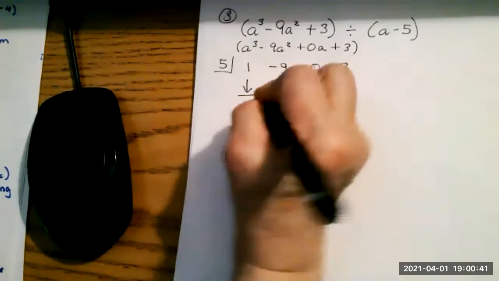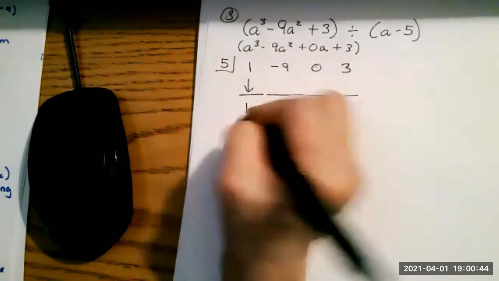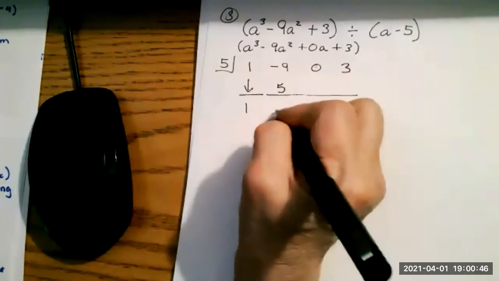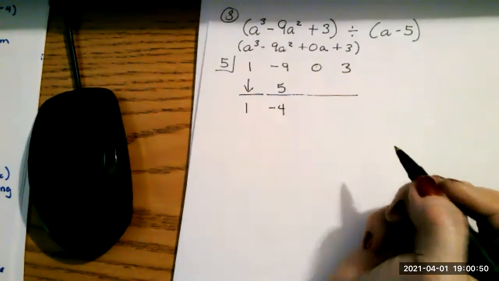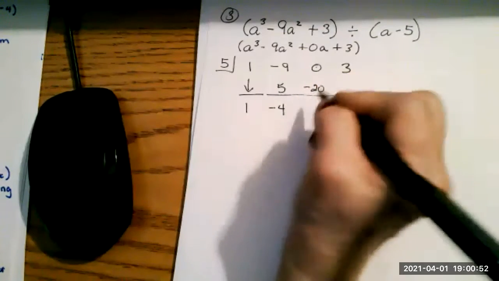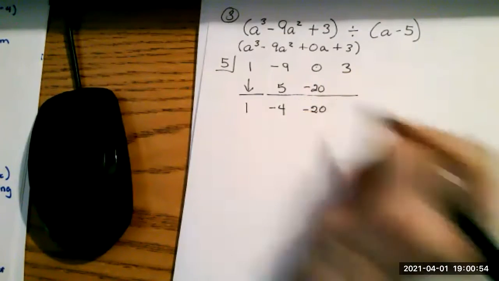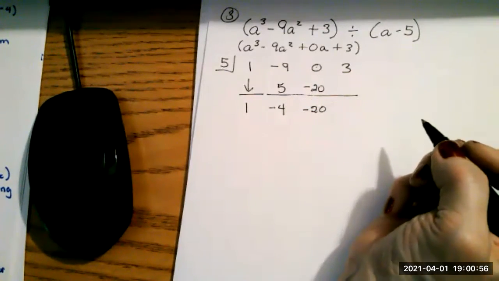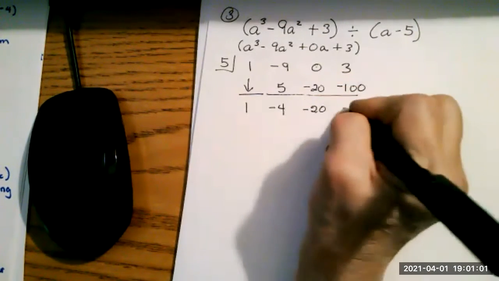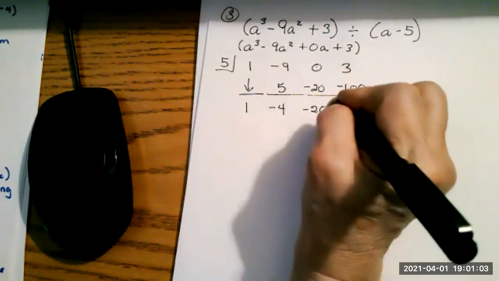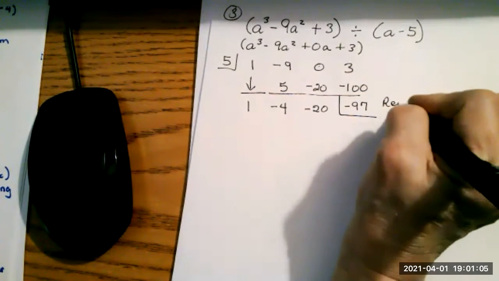Bring down the first one. We have 5, which gives us negative 4. Negative 20, and 0 is negative 20. 5 times negative 20 is negative 100. Looks like we have a negative 97 for our remainder.